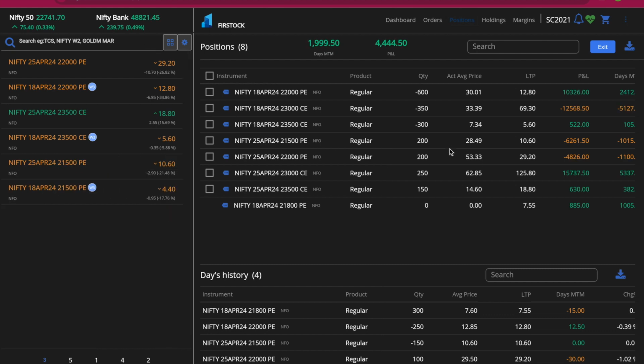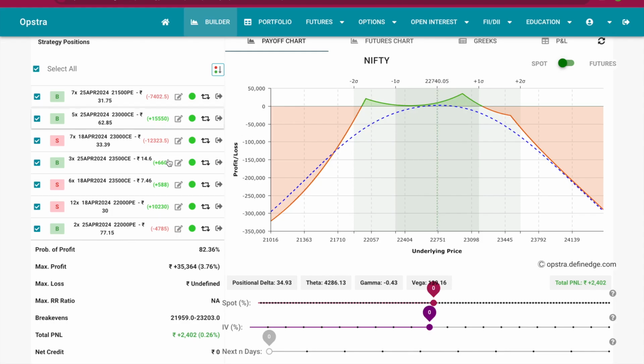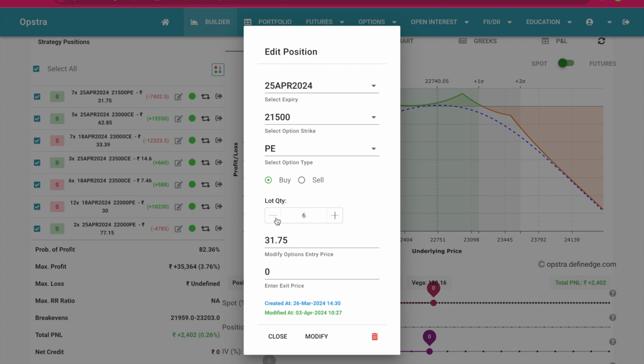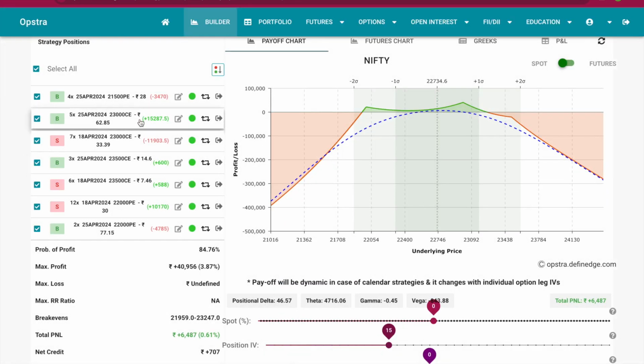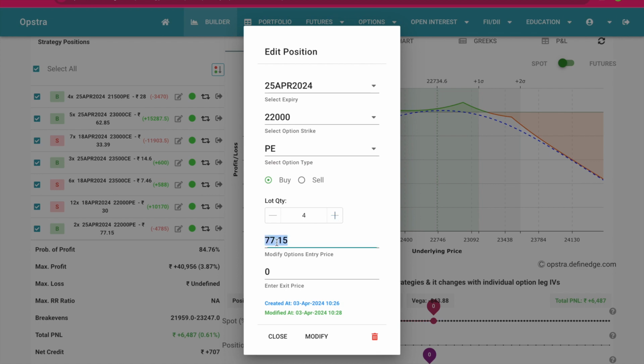We have 200 quantity for hedges, 28 and 53. Hedges are 28 and 53, 200 quantity, that means 4,28,45, and the hedge is 53,45.